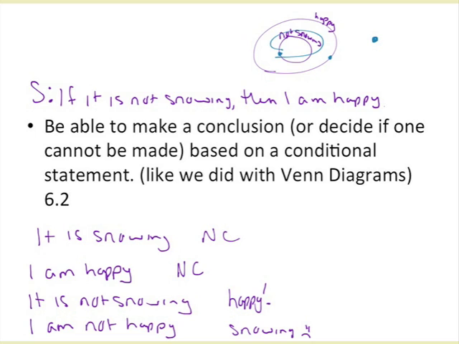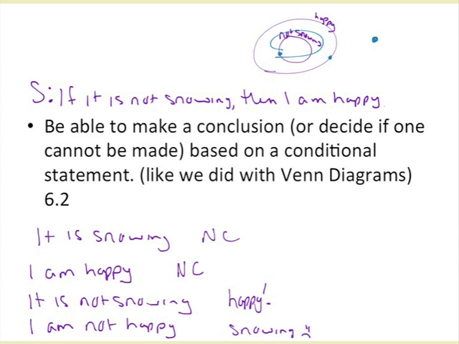So the third one down, it is not snowing, exactly matches the if, so the then should follow from that. This last one, I am not happy, would be the beginning of the contrapositive statement. If I am not happy, then it is snowing. The opposite of the if is a contrapositive, and a contrapositive should be true if the statement is true. The other two are the inverse first and then the converse, and we don't know if an inverse or a converse would be true or false.